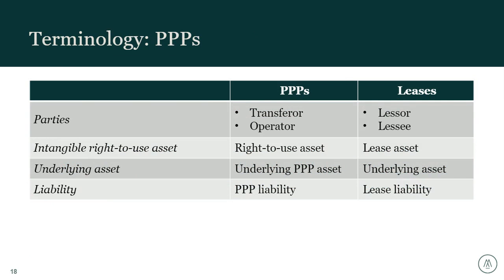Here's the terminology for PPPs. And you can see it's very similar to Statement 87 in leases. Under leases, we have lessors, the ones who own the asset. In the PPP realm, we're calling those the transferor. So the transferor is the entity that owns the asset.